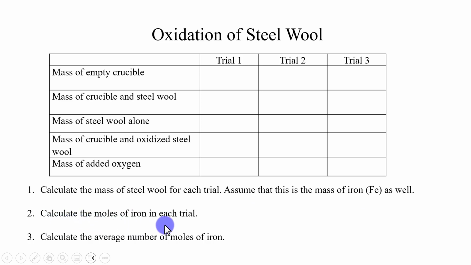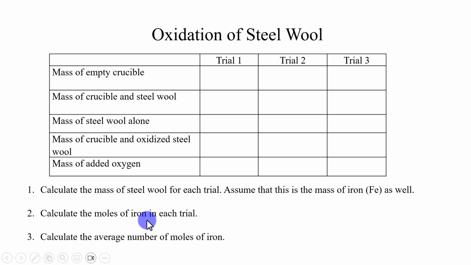Calculate the moles of iron in each trial. And by now we should know how to calculate moles once we have the mass of the iron. We can go to the periodic table, figure out what the molar mass of iron is, and calculate the moles. Take the mass of iron, divide by the molar mass to get the moles of iron.